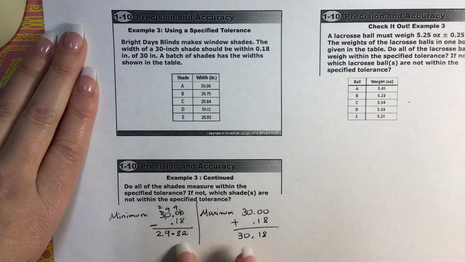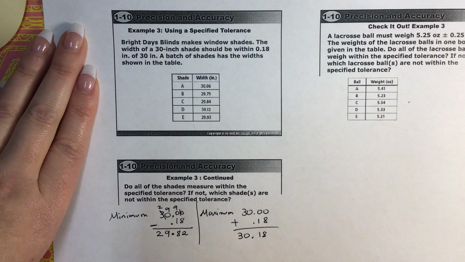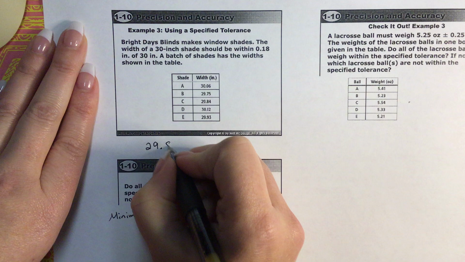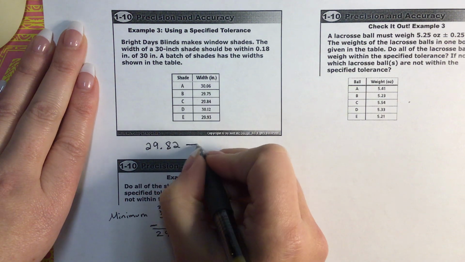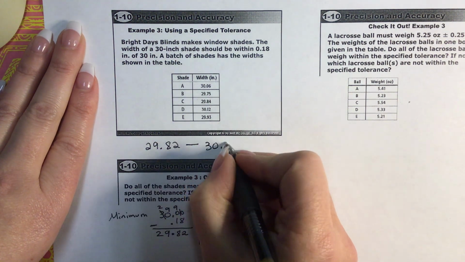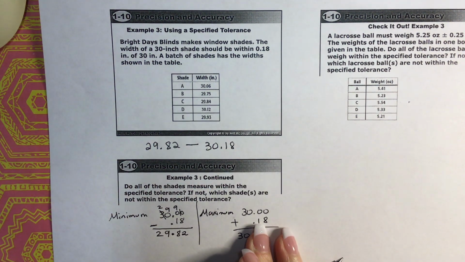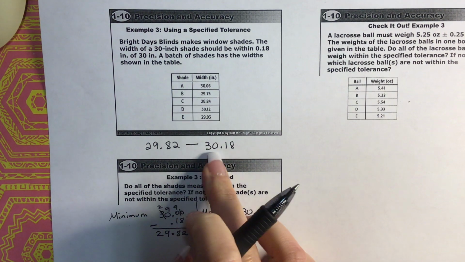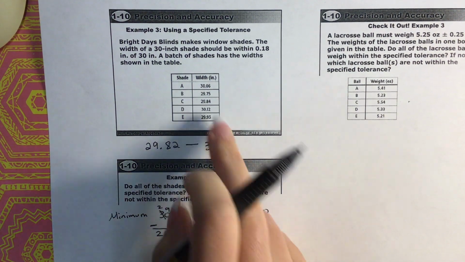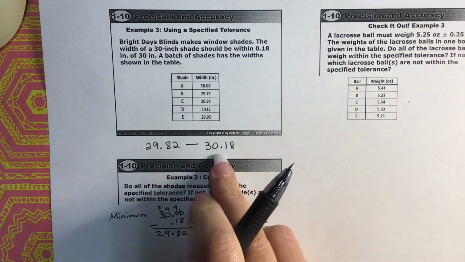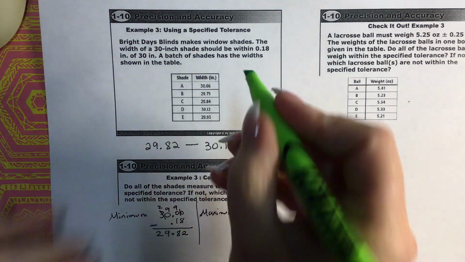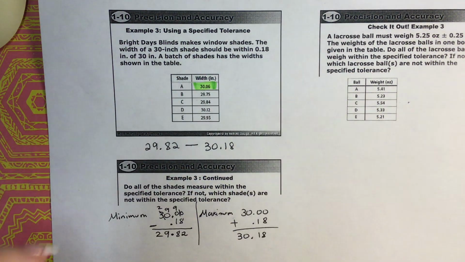So anything that falls between these two values is okay. I'm going to write those two values here: 29.82 all the way through 30.18. Let's look at this first one, 30.06. Does that fall in this tolerance? Yes, 30.06 is less than 30.18, so this one is good. I'm going to give it a green, like green for go, green for good.